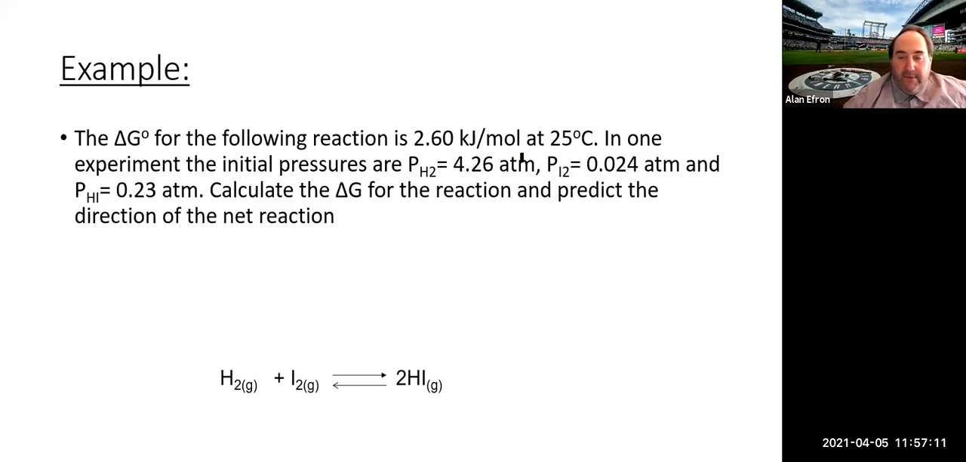All right, one last one here. See what you come up with. Delta G naught for the following reaction is 2.6. We got some partial pressures given to us. Calculate the delta G for this reaction and see what you come up with.